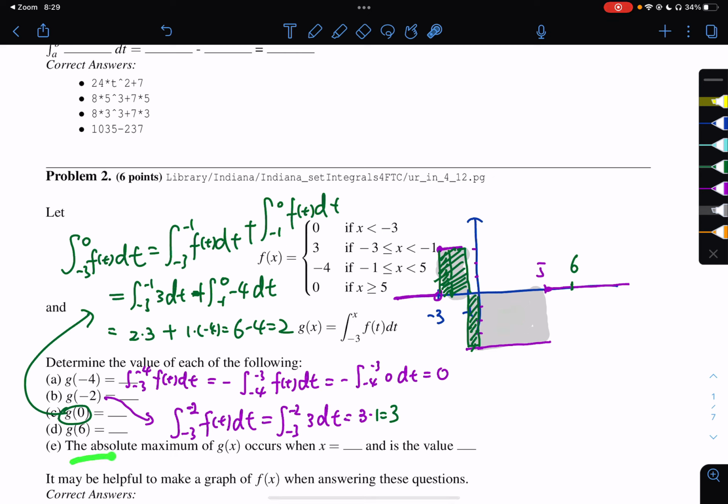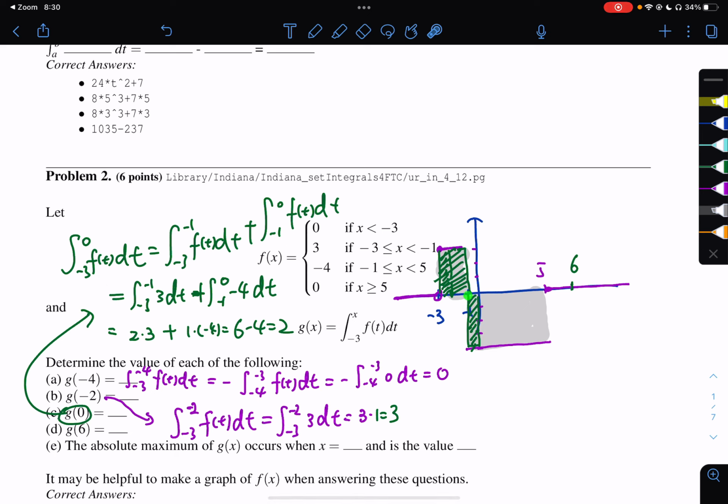The next question actually is not hard if you think about it. You're asking what's the absolute maximum value of g of x. For g of x, if the x value is less than -3, the area is going to be 0. If the x value is somewhere between -3 and -1, so you are talking about an area somewhere here, the larger the x value is, the width becomes larger, the area becomes larger.